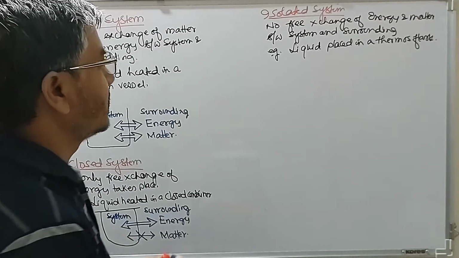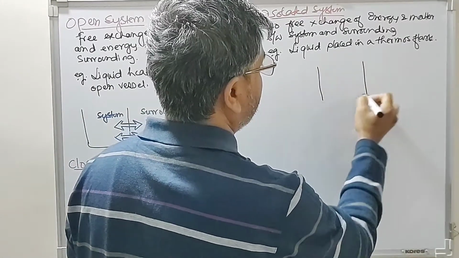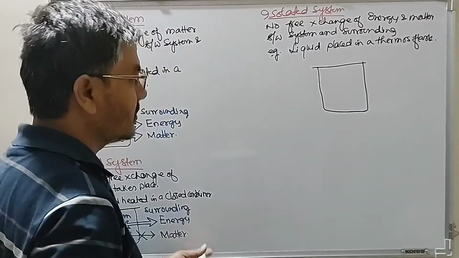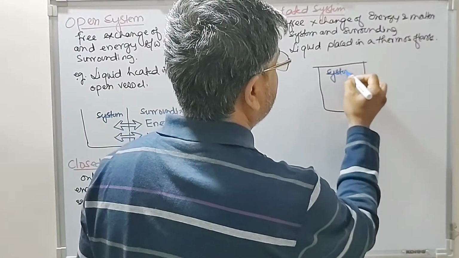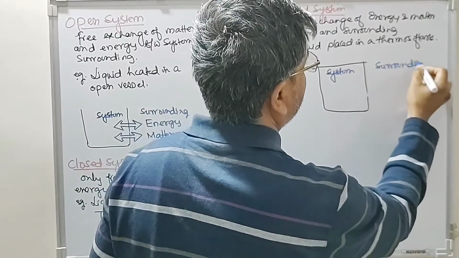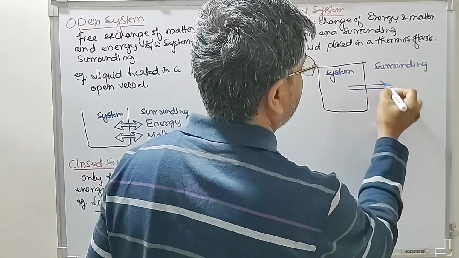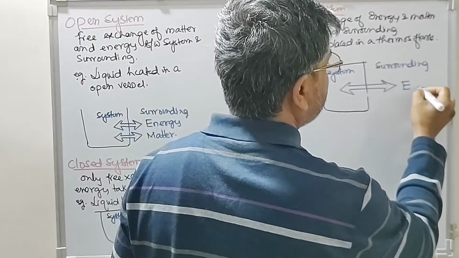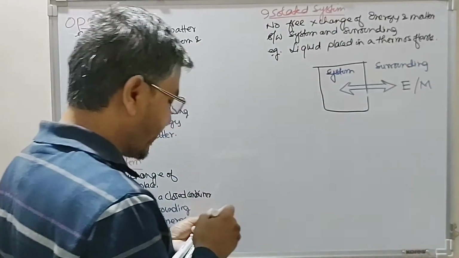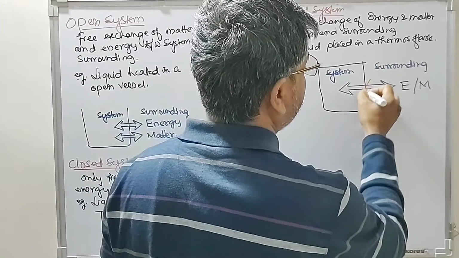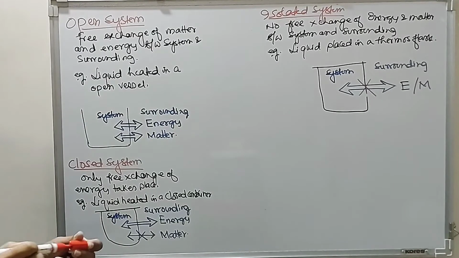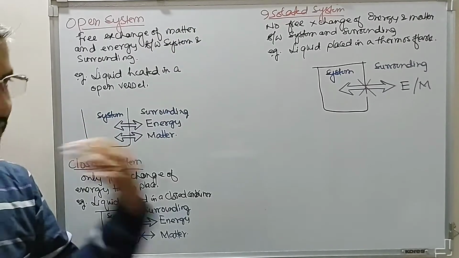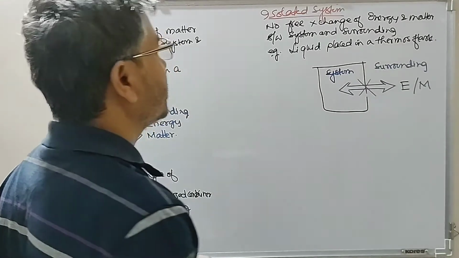So for this, this is our system and the rest is our surrounding. Neither energy nor matter can exchange between system and surrounding. So no exchange of energy or matter between system and surrounding is possible. This is what we call isolated. So we have these types of system. Apart from this, we also have homogeneous system and heterogeneous system.